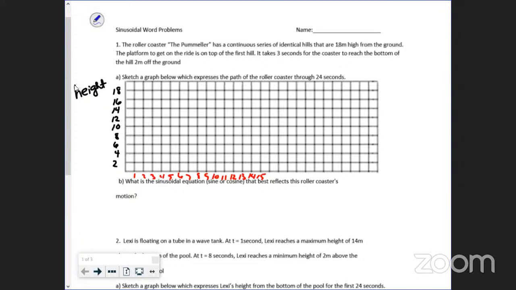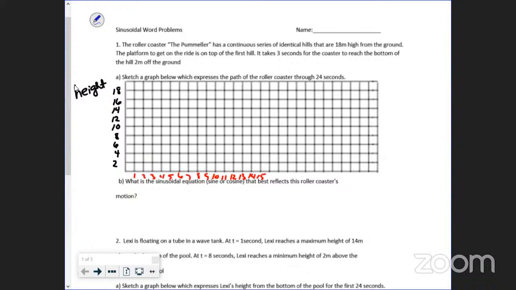So let's get our points on here. It says the roller coaster, the pummeler, has a continuous series of identical hills that are 18 meters high from the ground. The platform to get on the ride is on the top of the first hill. So you don't go up the first hill, you actually start there. It takes 3 seconds for the coaster to reach the bottom of the hill, 2 meters off the ground.